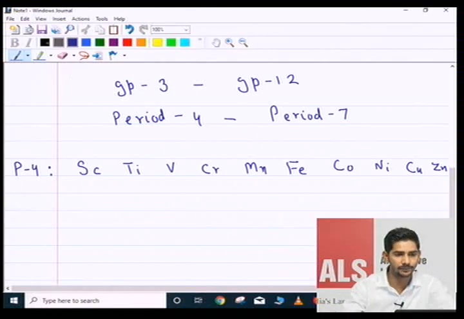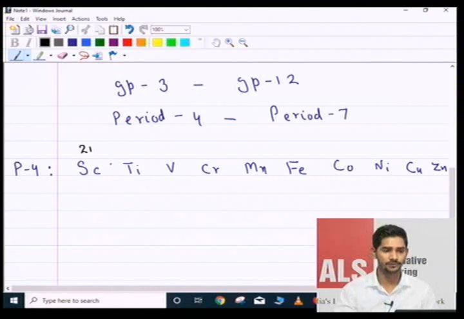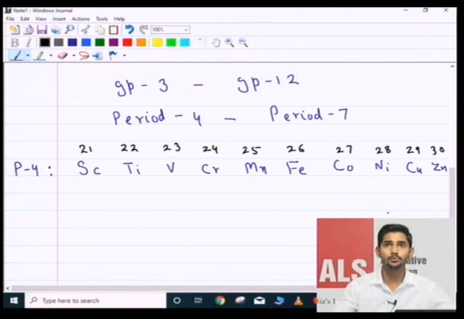If I talk about the atomic numbers, scandium has atomic number 21. You have to just remember the first atomic number of the element. After that, you will just move on by adding +1. This is 22, this is 23, this is 24, this is 25, this is 26, 27, 28, 29, and 30. Okay. Scandium belongs to the group number 3, whereas zinc belongs to the group number 12. Okay. If I talk about how we can learn it.